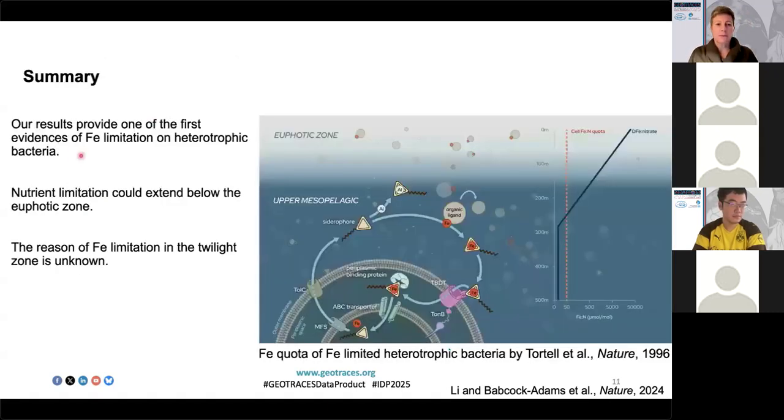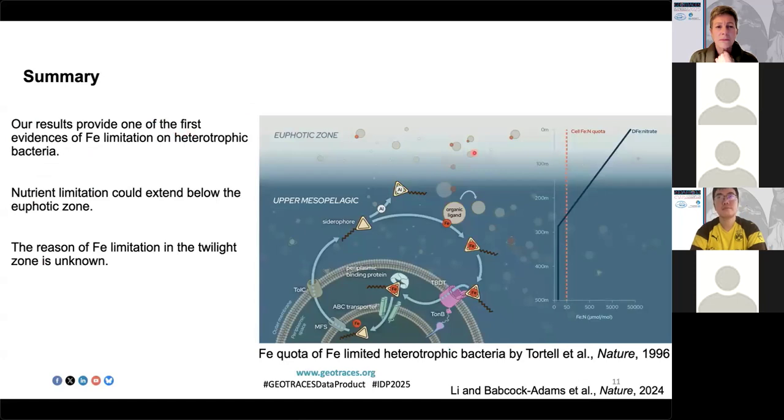In summary, our results provide one of the first evidence of iron limitation on heterotrophic bacteria. It also showed that nutrient limitation could extend below the euphotic zone. However, the reason why the limitation occurred in the twilight zone but not the surface remains unclear. Our understanding is, at the surface, iron concentration is low, but nitrogen concentration is also low, and perhaps more limiting than iron at the surface.